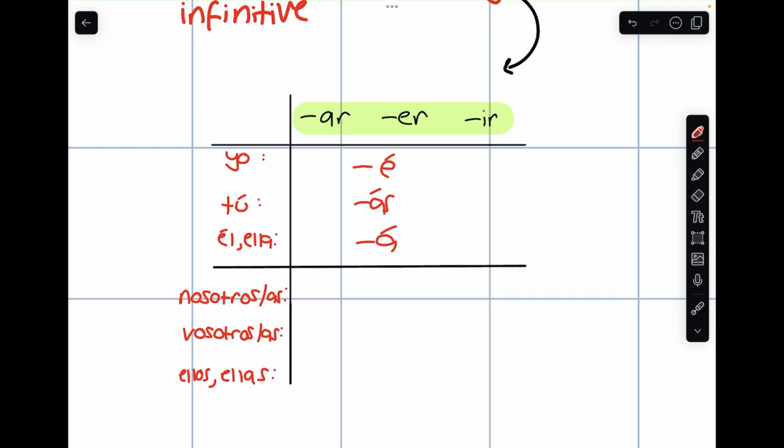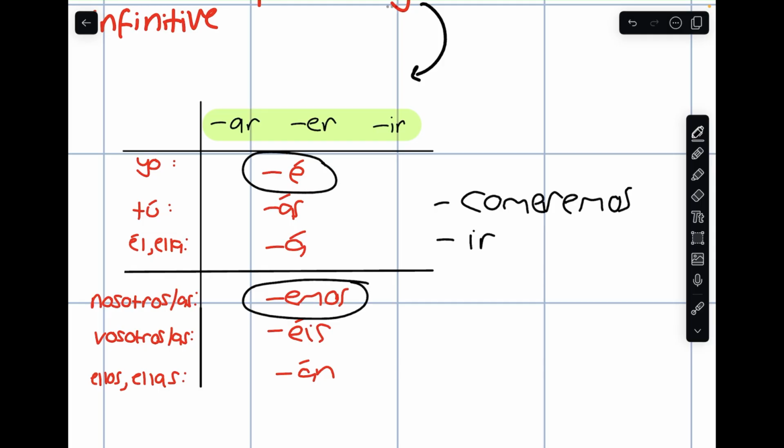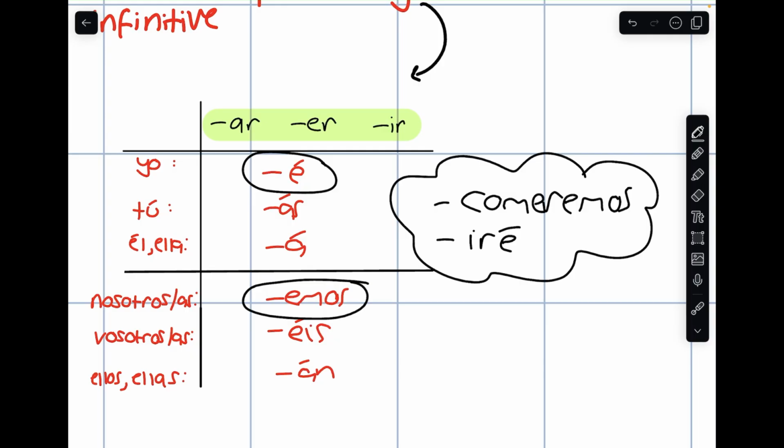é, ás, á, emos, éis, án. So for example, if I were going to say we will eat, I take the infinitive to eat, which is comer, and I add on the we ending, which is emos, to get comeremos. If I wanted to say I will go, I take the infinitive to go, which is ir, and I add on the I ending, which is é with an accent, iré. So that's just a reminder of how to form the future tense.